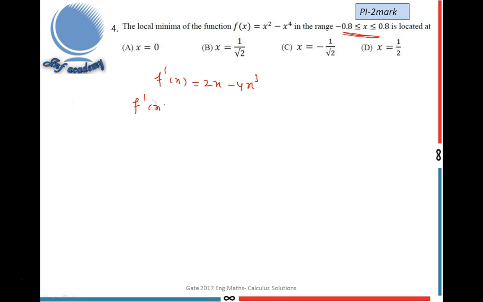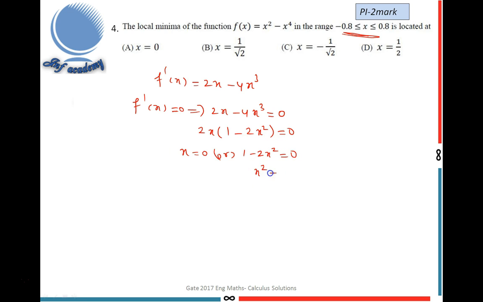Next I solve the equation f dash of x equal to 0. Then I get the critical points: 2x minus 4x cube equal to 0. Take 2x outside, I got 1 minus 2x square. That means x equal to 0 or 1 minus 2x square equal to 0.